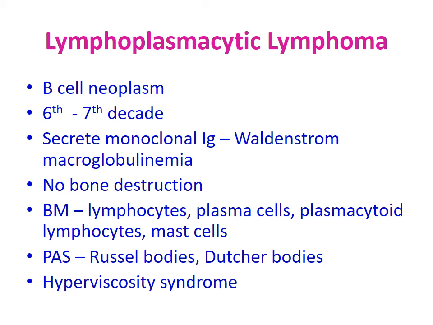The bone marrow will show lymphocytes, plasma cells, plasmacytoid lymphocytes and mast cells. And in PAS stain, you can see the intracytoplasmic and intranuclear inclusions like Russell bodies and Dutcher bodies. Here also due to increased production of the M protein, there will be hyperviscosity syndrome.